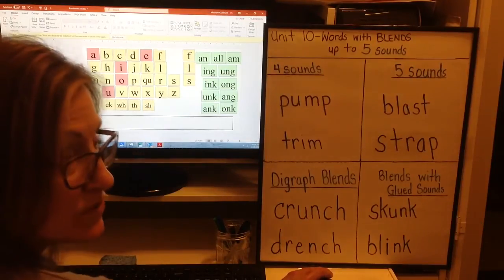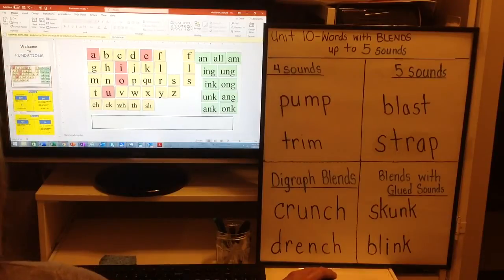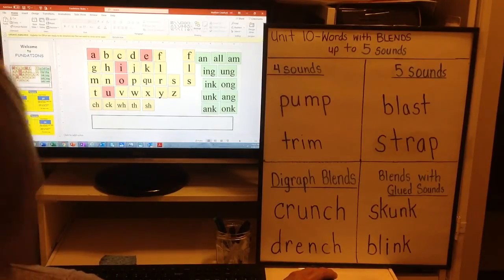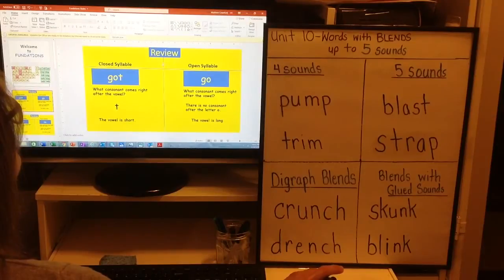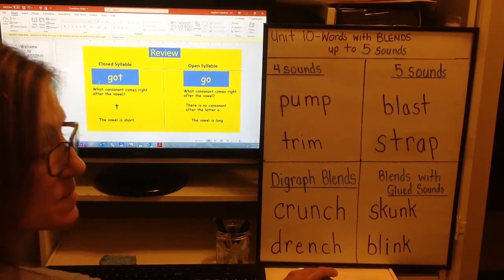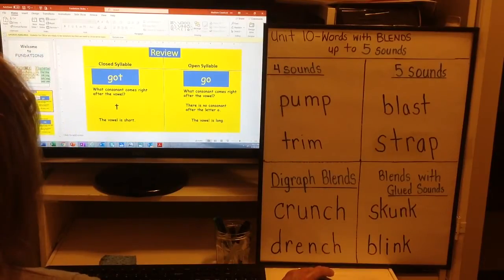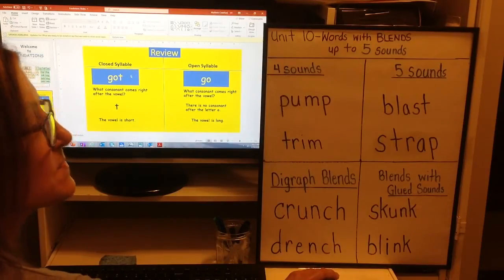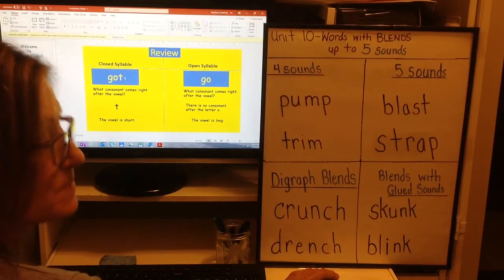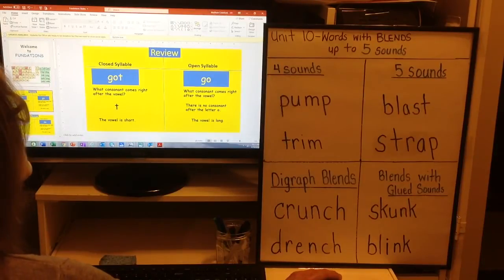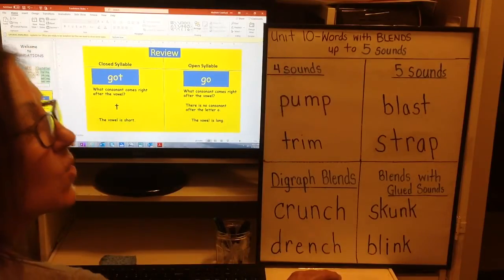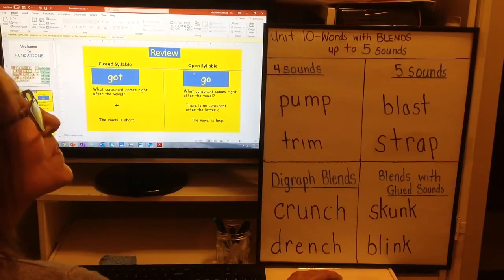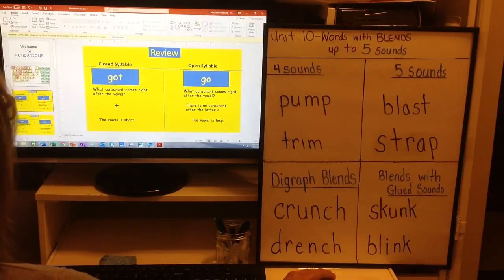But what I would like to review with you is a concept that was taught in Unit 8, and that was the open syllable. Now, if you remember, boys and girls, since the beginning of school, we've been learning about this syllable type called the closed syllable. Can you say that, please? Very good. Okay? But now we're going to talk about an open syllable. Can you say open syllable? Very good. I heard you all.